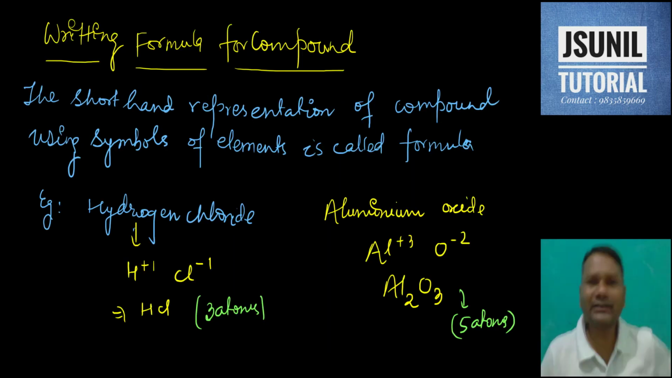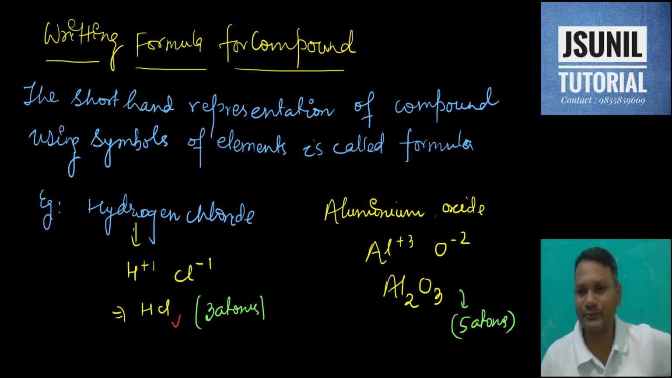Now, how can we write the formula of a compound? We can write the formula of the compound by distributing the charge. For example, hydrogen chloride. Hydrogen has a +1 charge and chloride has a -1 charge. Then +1 is shared with -1, they cancel, and we get the formula HCl.